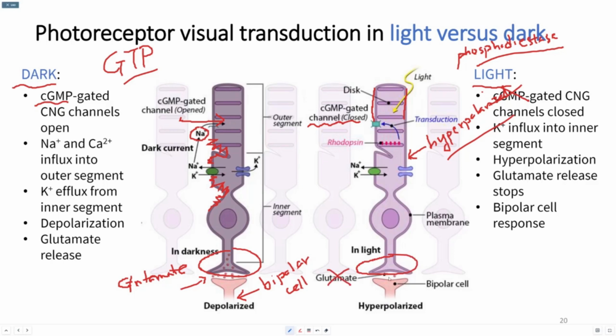As a result of no glutamate being released, the bipolar cells are not going to be inhibited, and therefore these cells are going to release glutamate to the ganglion cells, and when there's a sufficient amount of glutamate attached to the ganglion cells, a nerve signal is produced in the ganglion cells and is sent to the brain.